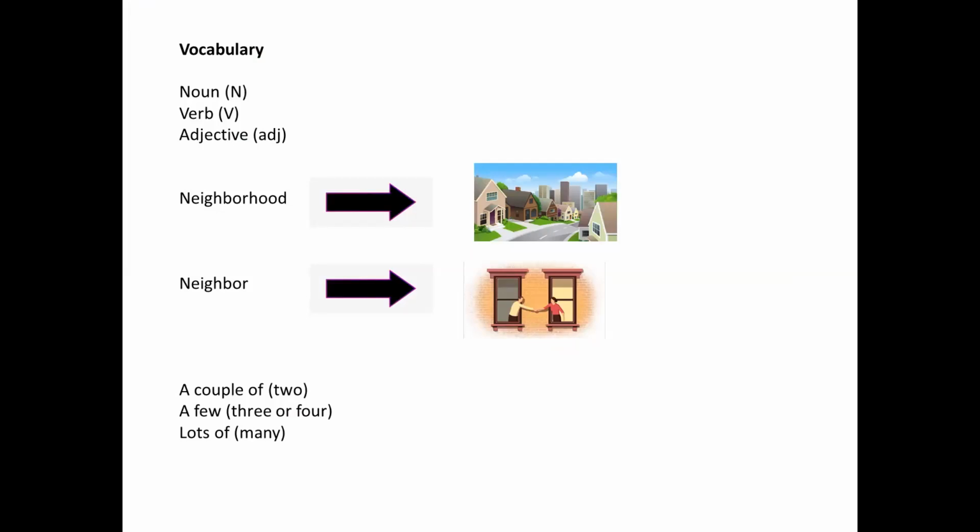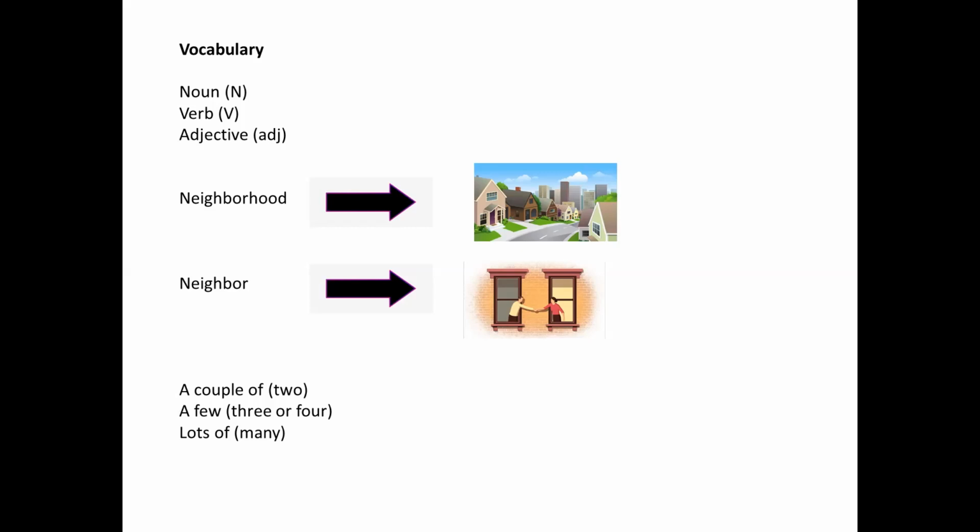Next is verb, which I will call V. And a verb is an action word, such as go, do, play, buy, and watch. Those are verbs. And we have adjective. Now, an adjective describes a noun. Adjectives are words like big, expensive, pretty, etc.